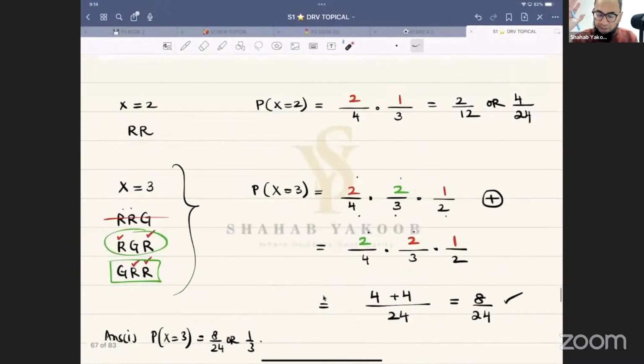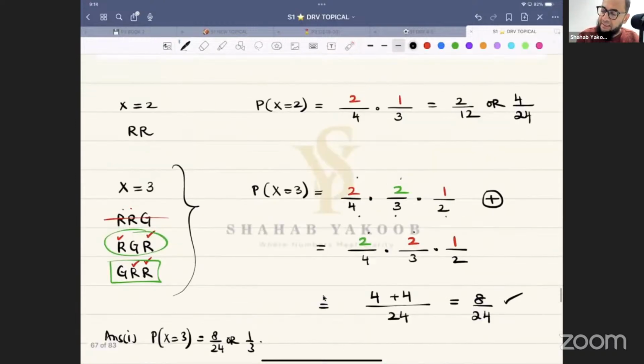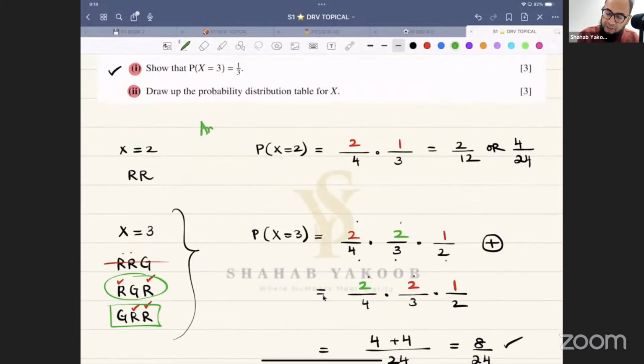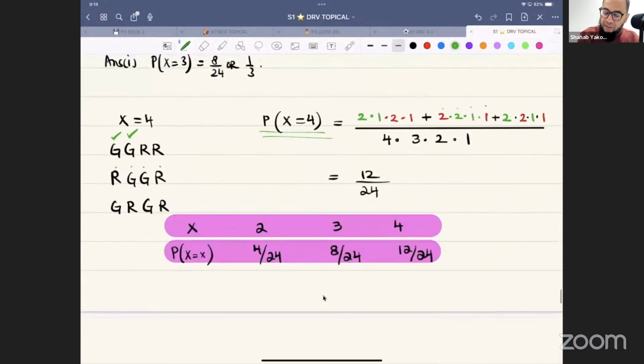So the first 2 parts are done and dusted. This whole thing is part 2, so this is the answer of part 2, along with the working for this. That was already done for part 1 also, and then working for this and then drawing up this table. That's how these marks are obtained.